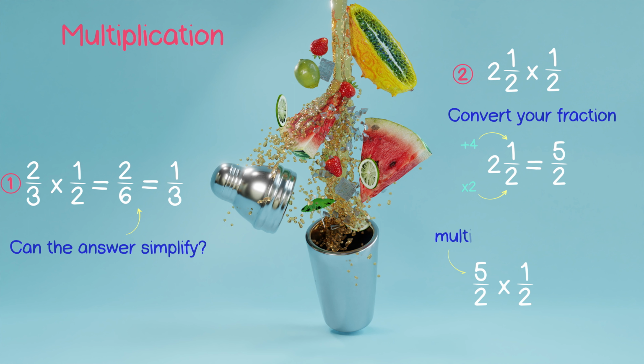5 times 1 is 5, 2 times 2 is 4, giving us 5/4 as our answer, and we check to see if it can simplify, and you'll find that it can't. So 2½ multiplied by 1/2 is 5/4.